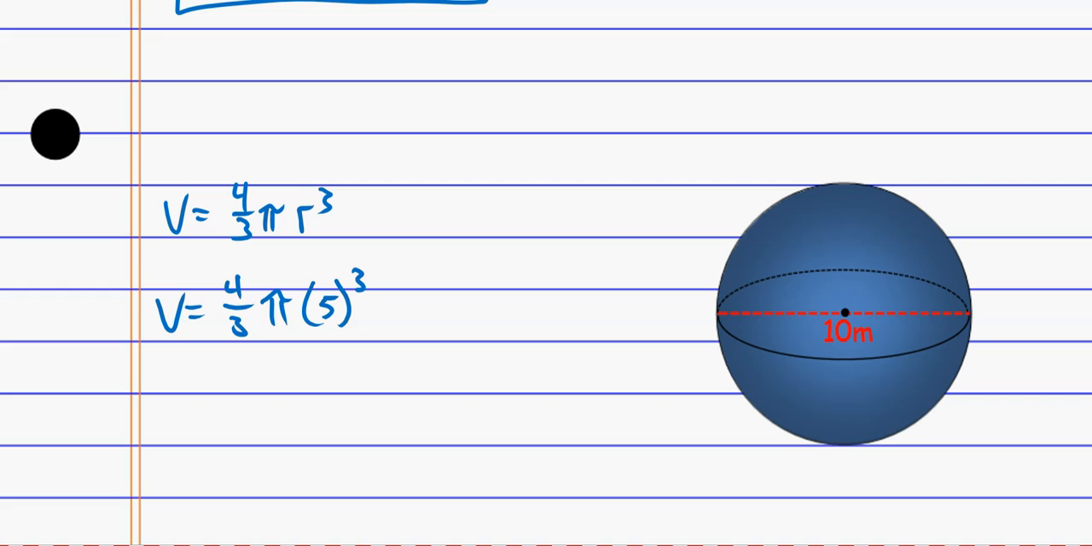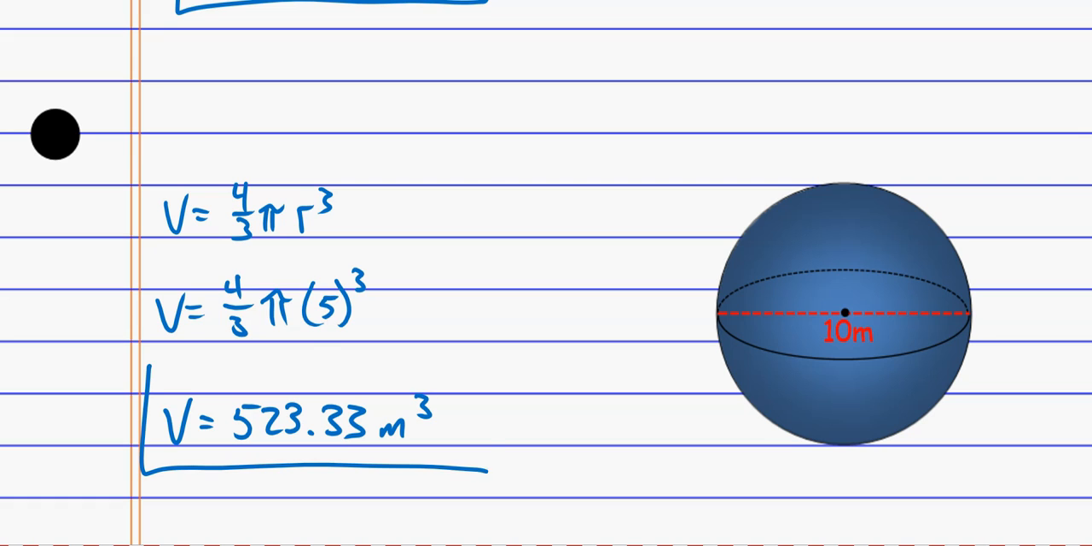Once again, let me punch it in. So 4/3, again, I'm going to use the 3.14 instead of the pi button, and times the 5 to the third power. And it looks like the volume gives me 523.33. And that's going to be cubic meters this time, okay? And so there's that cubic measurement, cubic meters, because I cubed the radius, okay?